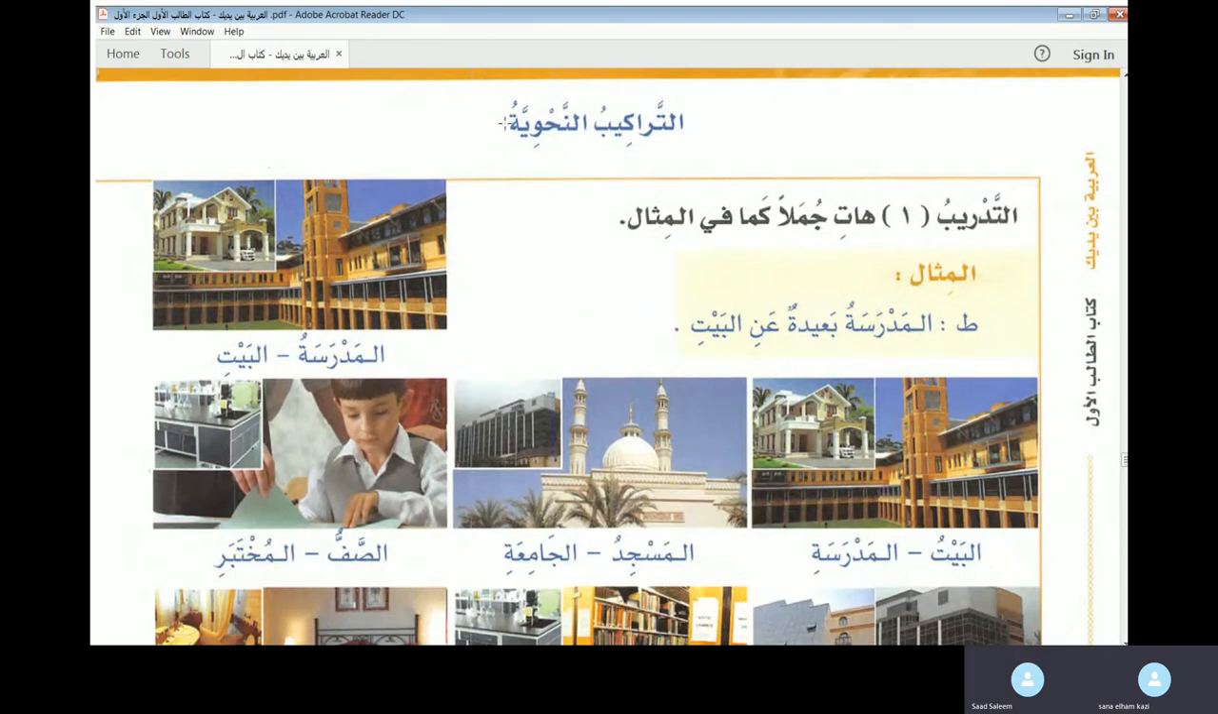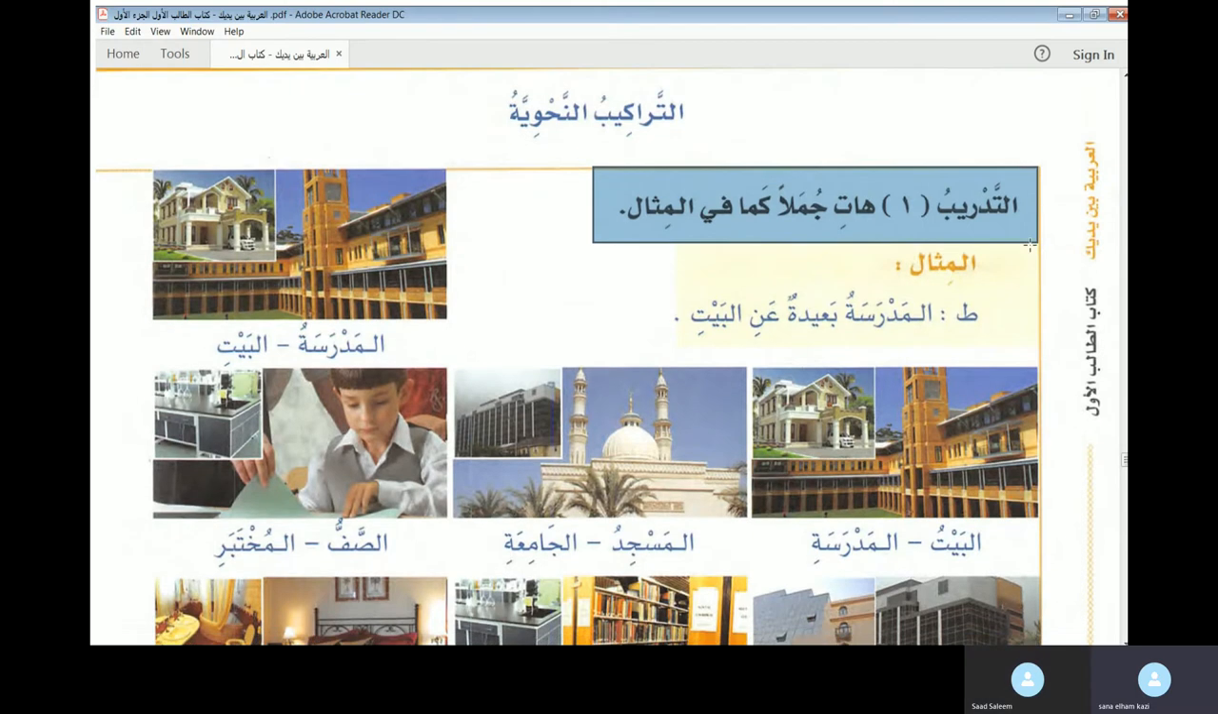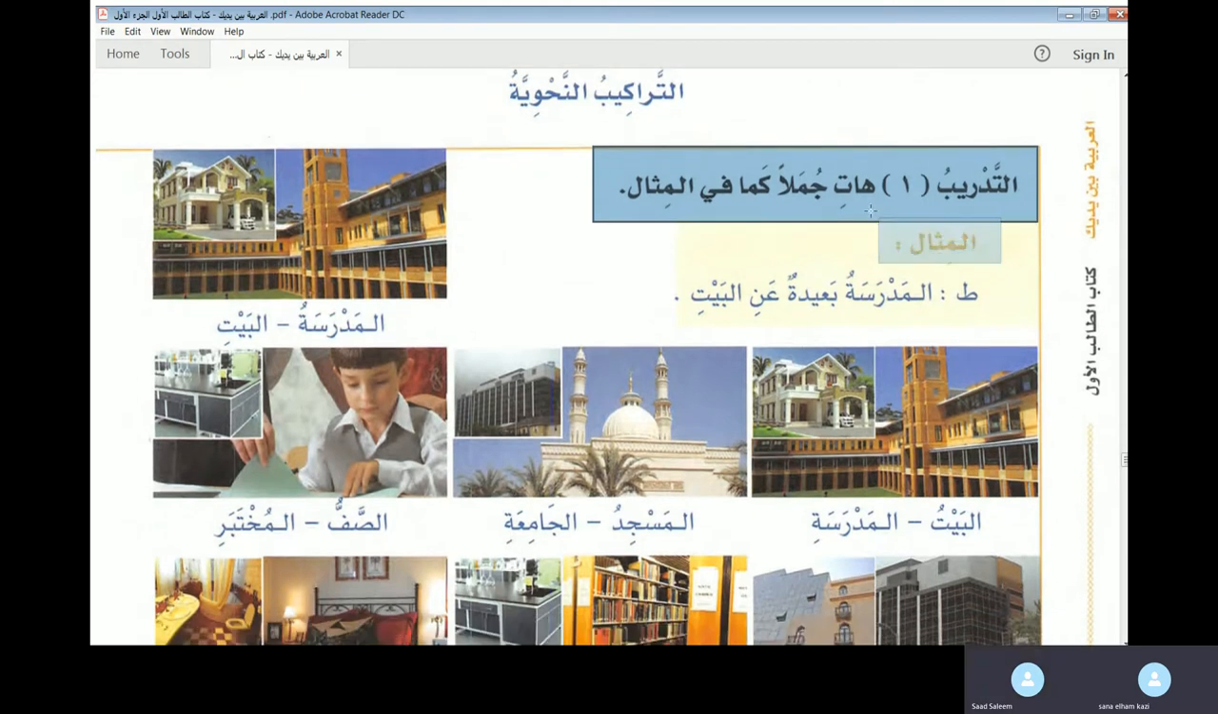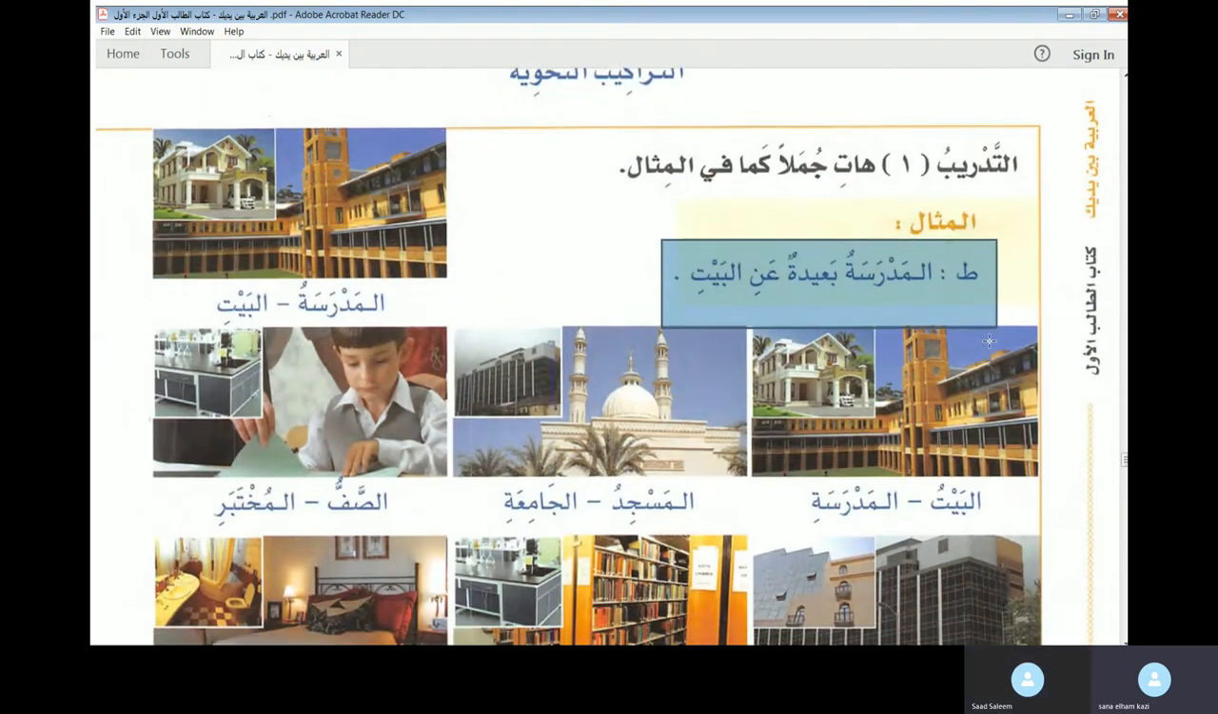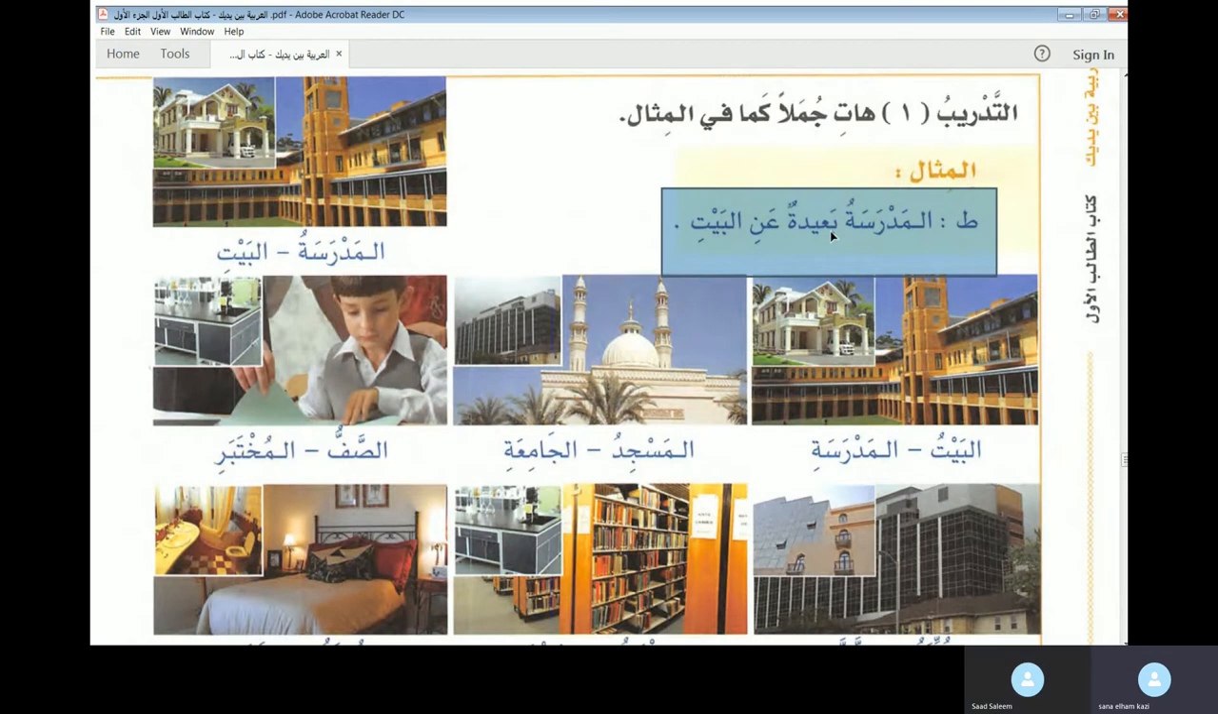At-tarakib an-nahwiyya, which is grammatical structures. At-tadribul awwal: bring the sentence like in the example. Example: al-madrasatu ba'idatun anil bayti. So the school is far from the house.